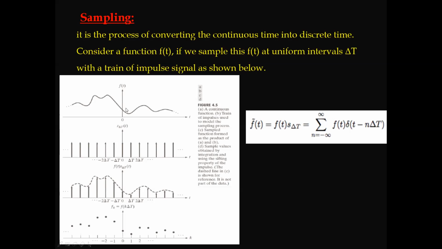So here is a waveform. First figure f of t, and second figure is a periodic train signal. These two signals are multiplied, and the third signal we will get. The third signal is a sampled function found as a product of first two figures. And what about the last one? Sampled values obtained by integrating and using shifting property of the impulse. So after integration, we will get the last figure. Third figure is because of multiplication of first two figures.